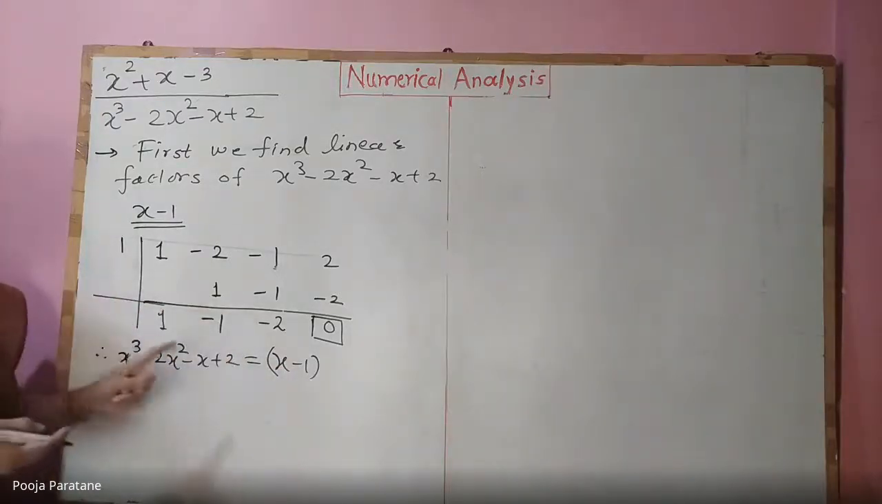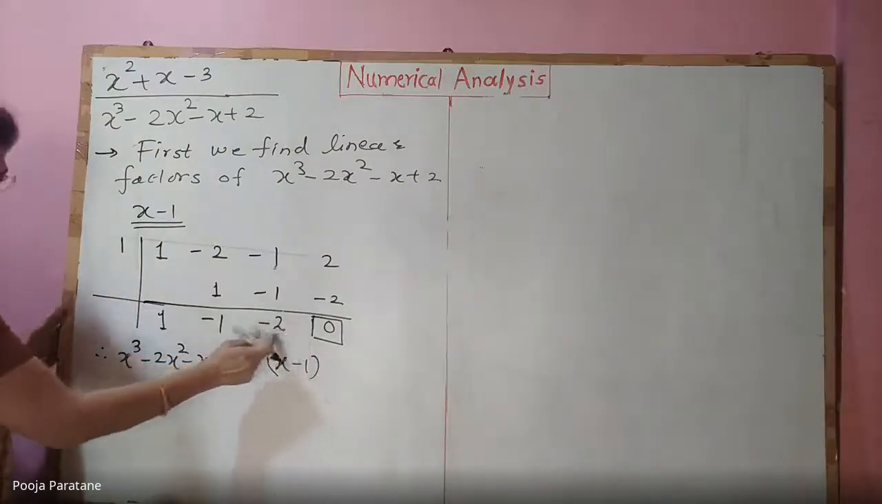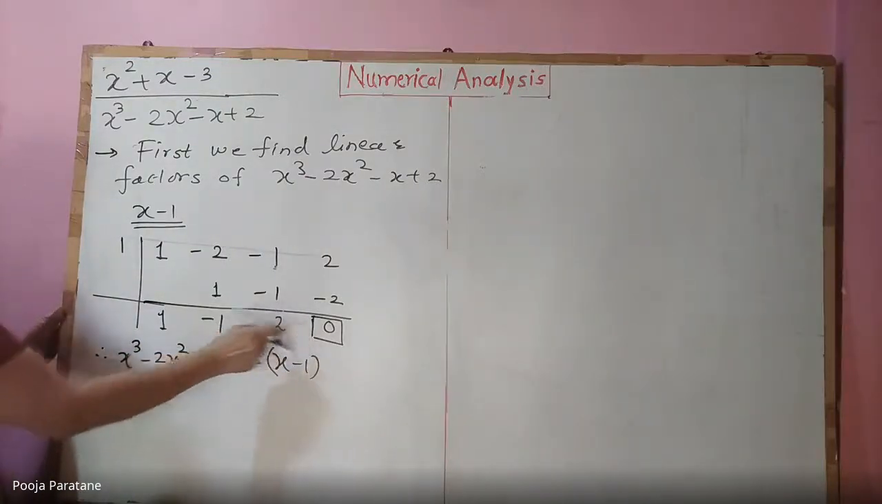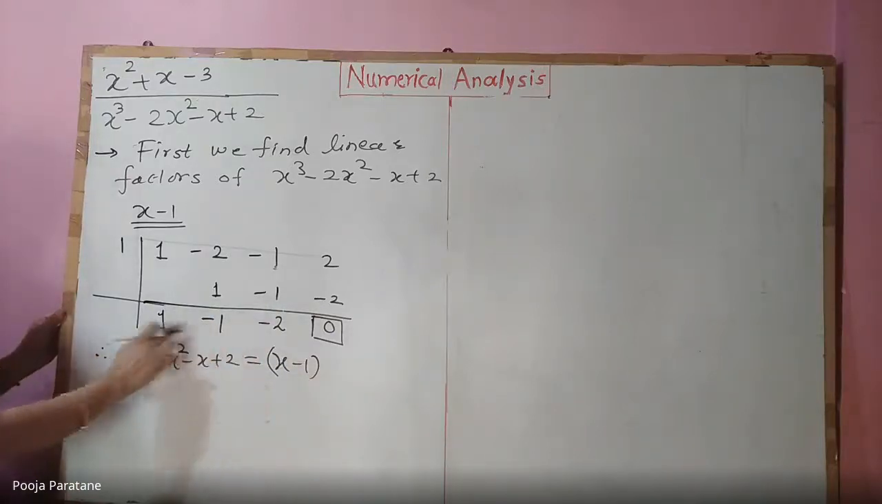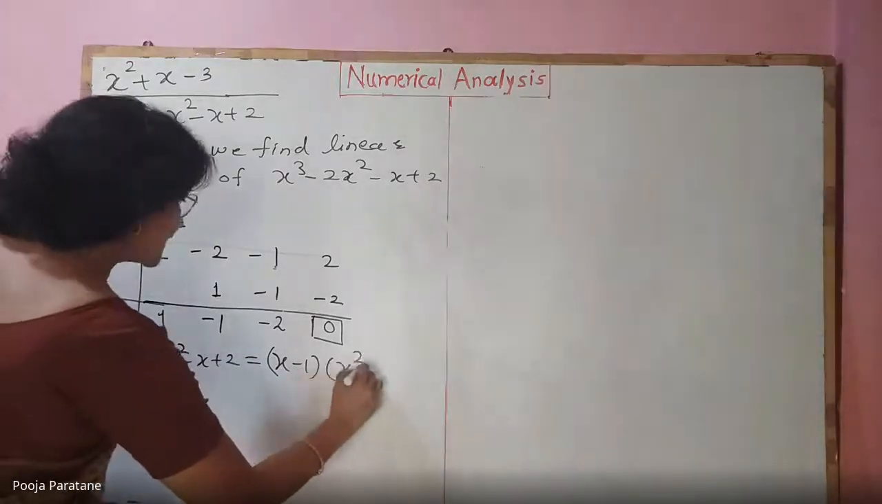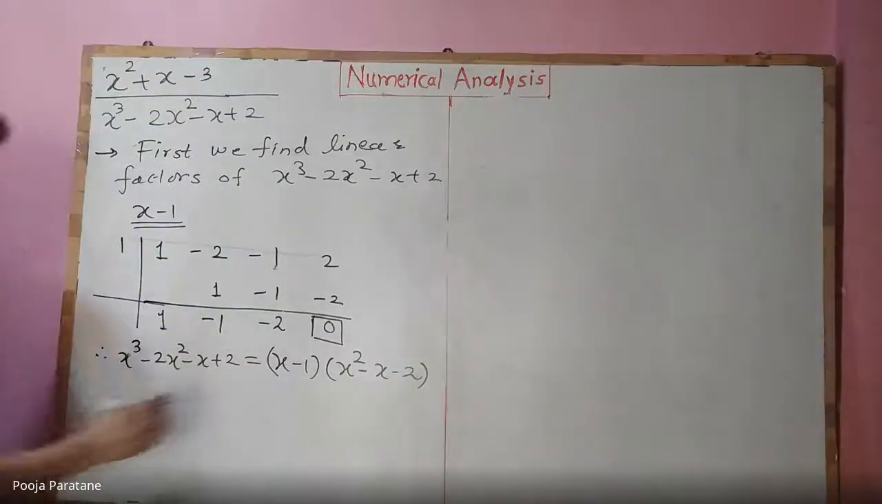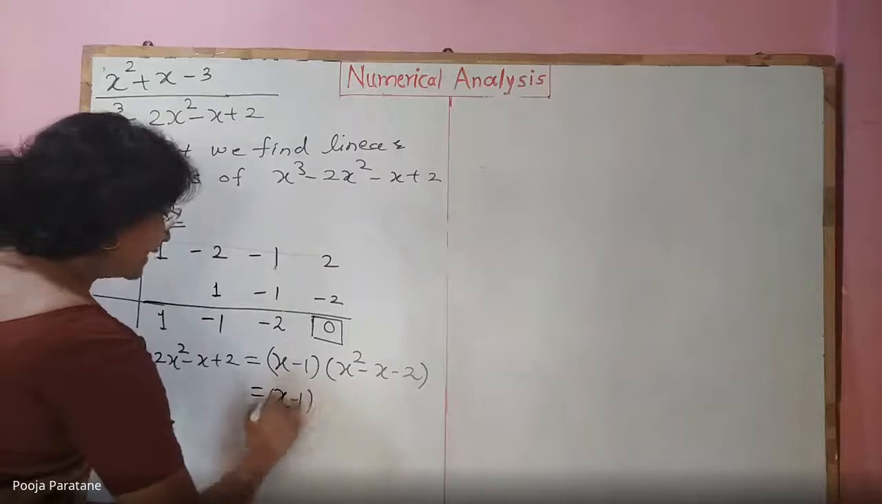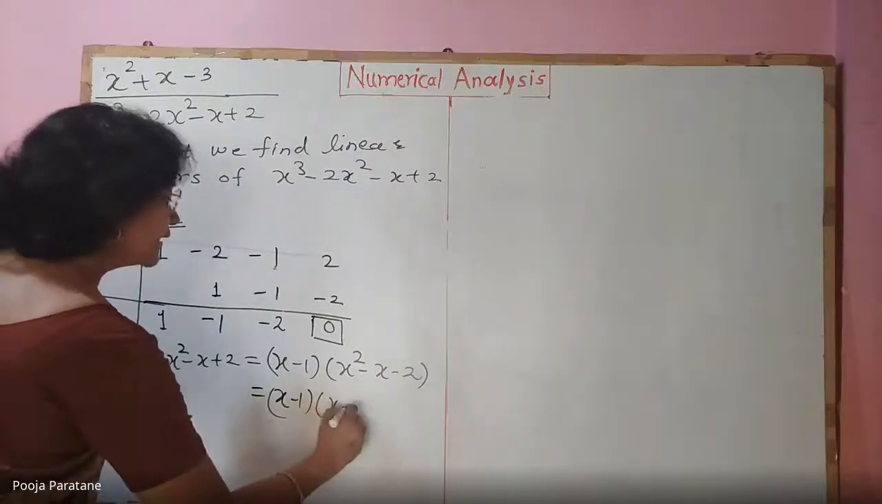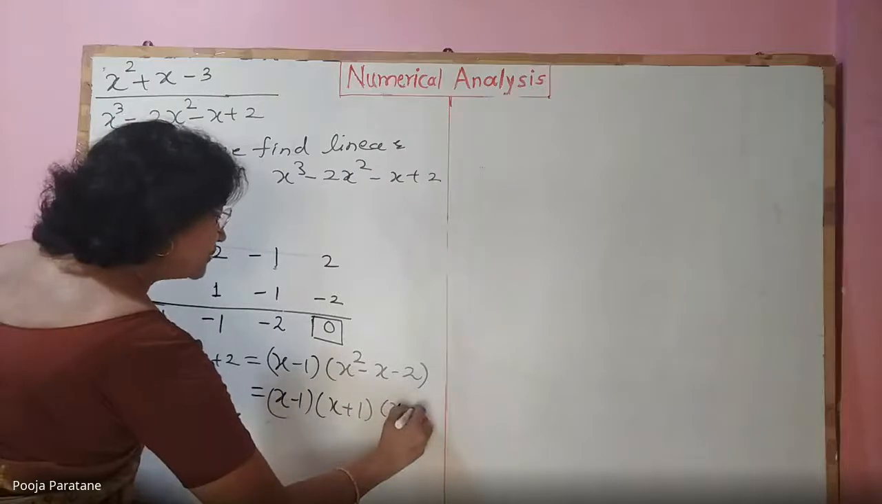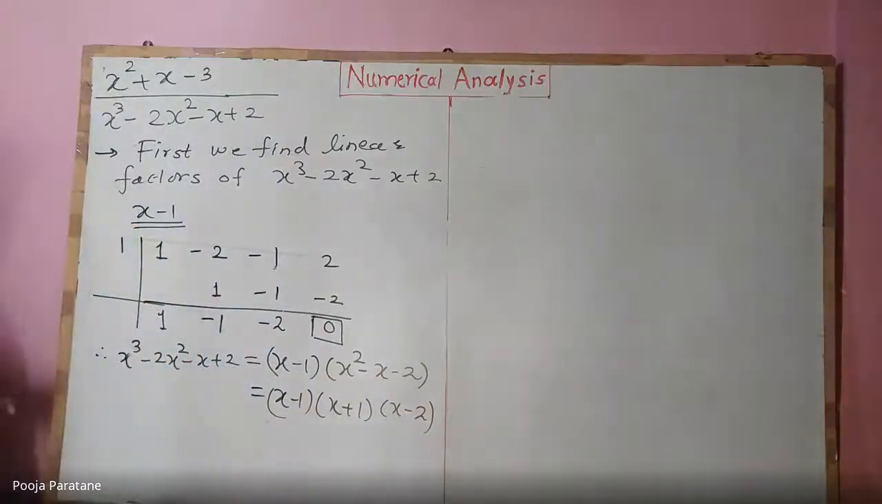And the remaining, how to write? Always the term just near to this, the previous term here, is the constant term. Then this is the coefficient of x and this is the coefficient of x square. So this quadratic polynomial is x square minus x minus 2. And now it is easy to factorize this. So the factors are x minus 1, and now here it is x plus 1 and x minus 2. Yes. So in this way we are getting the factors of the denominator.